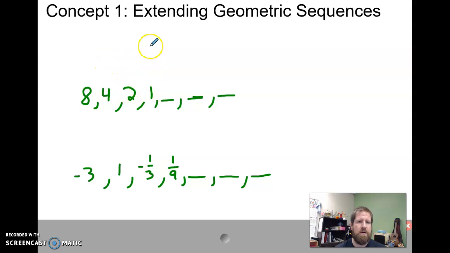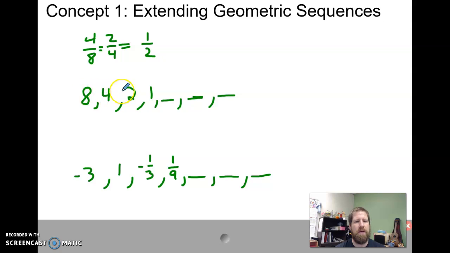So if I'm looking at this one, I would go with 1 over 2. This one would be 2 over 4. This one would be 4 over 8. And if it's a geometric sequence, they should all be equal, and they are, and that tells me what my common ratio is going to be. My common ratio here is 1/2.